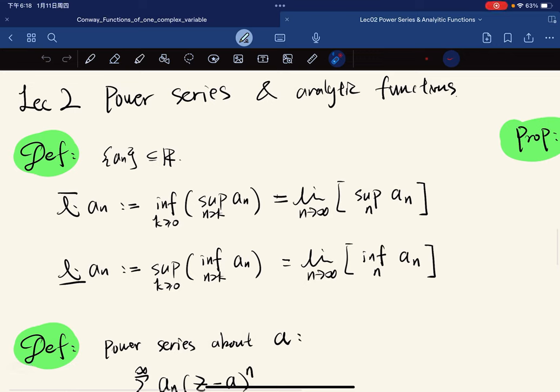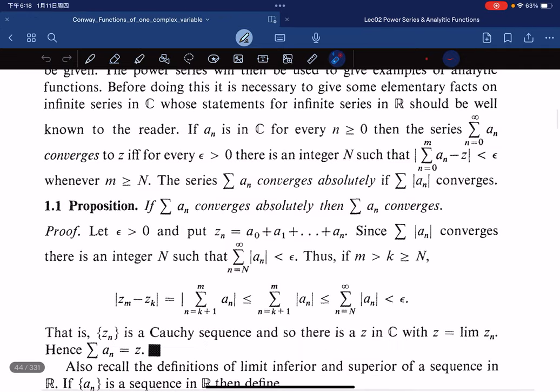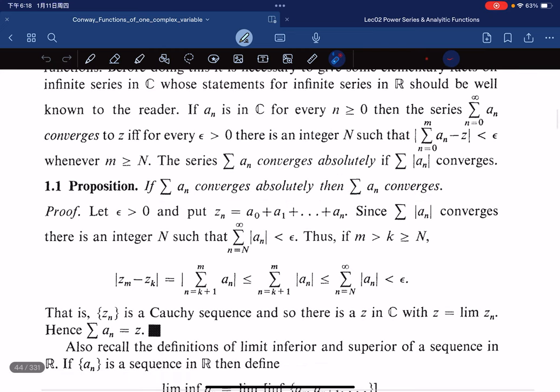Alright, second lecture, we're going to talk about power series and analytic functions. And before that, I should assume that you know some properties of infinite series. So first is absolute convergence implies convergence. We prove the partial sum is a Cauchy sequence by using the triangle inequality, the fact that this sum is monotonically increasing, and the fact that this is convergent. So the proof is trivial, okay?